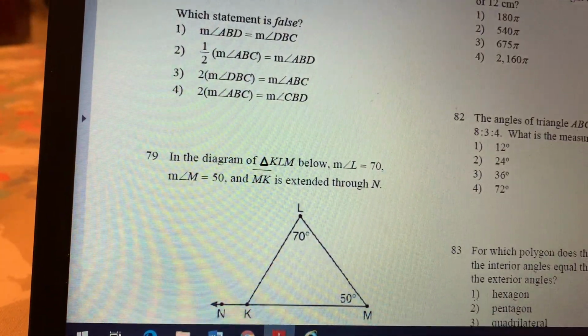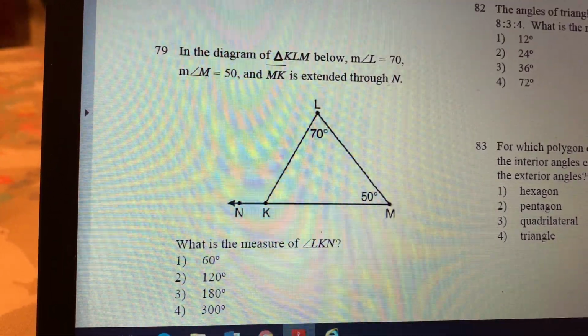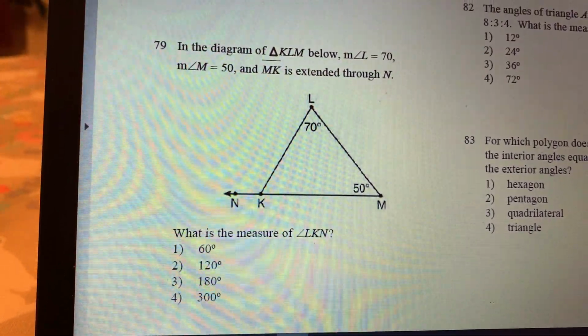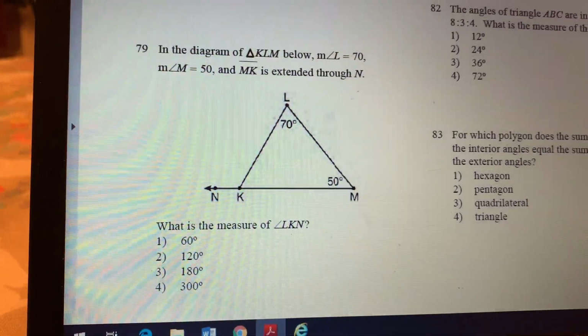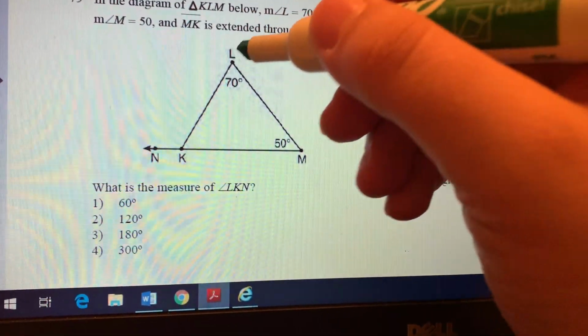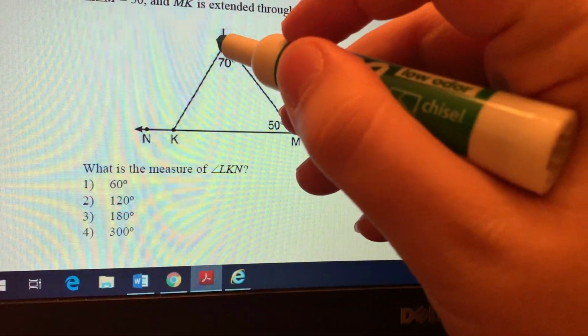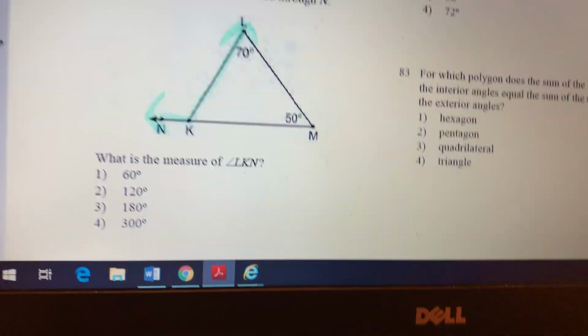All right, 79. The diagram of KLM below, the measure of angle L is 70, the measure of angle M is 50, and MK is extended through N. What is the measure of LKN? So it wants this angle. And again, this one's pretty easy.